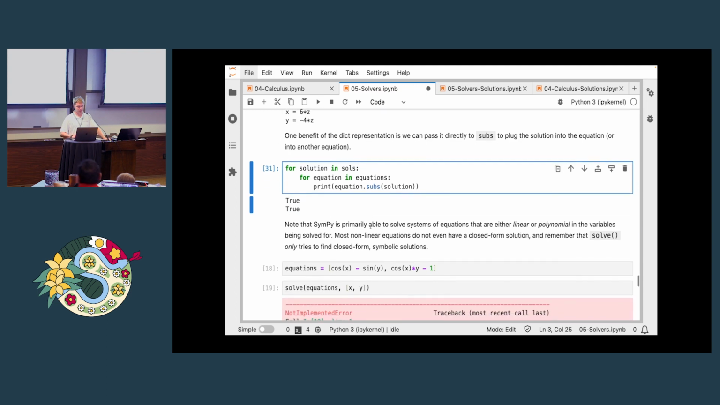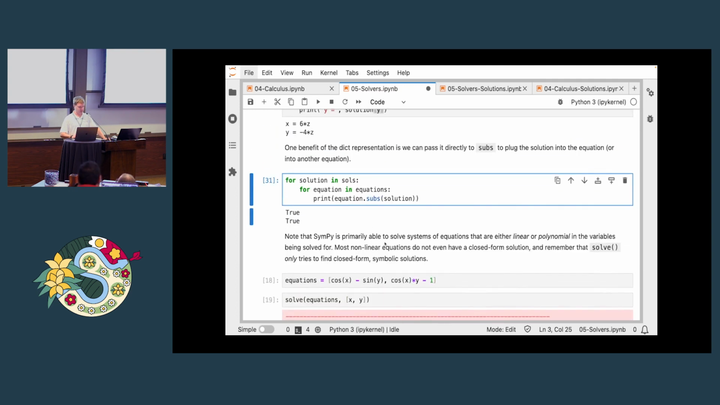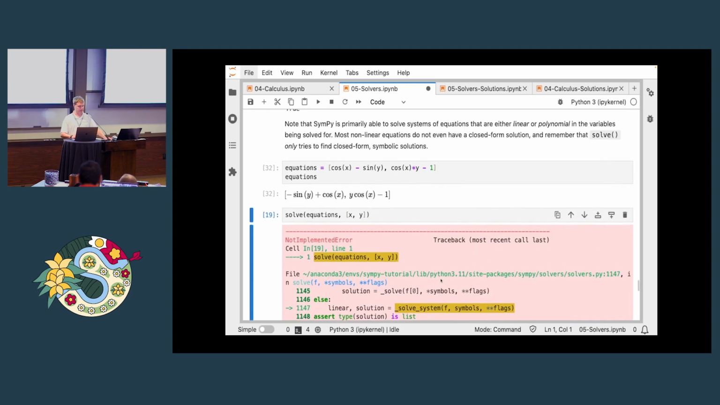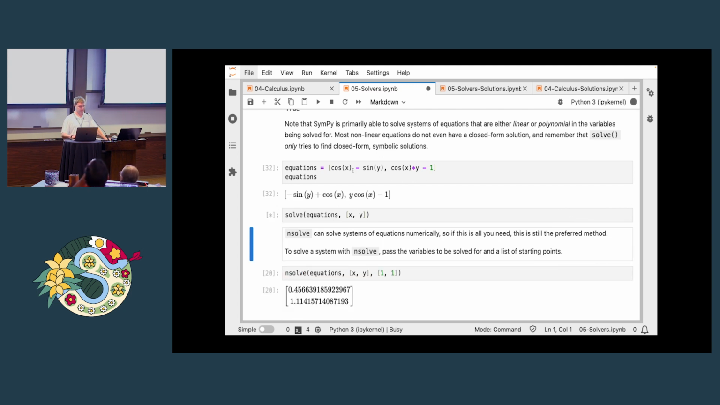And so an important caveat with solving systems of equations is that most systems of equations don't really have closed form symbolic solutions unless they're linear systems or polynomial systems. Or even if they do have one, SymPy mostly only has algorithms for those two. So if you have some system of equations, but the variables aren't linear or polynomial in those equations, Solve is typically just going to fail.